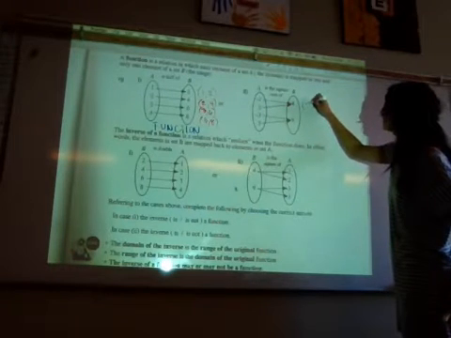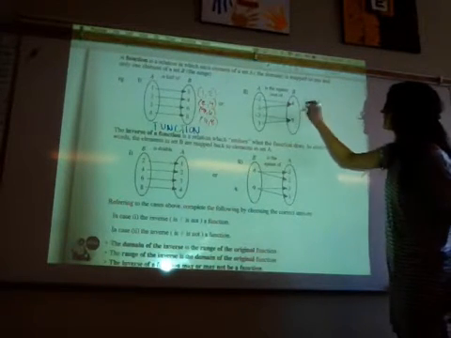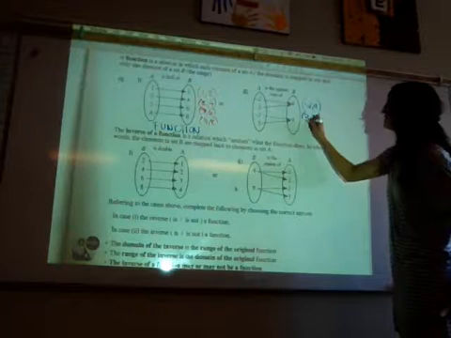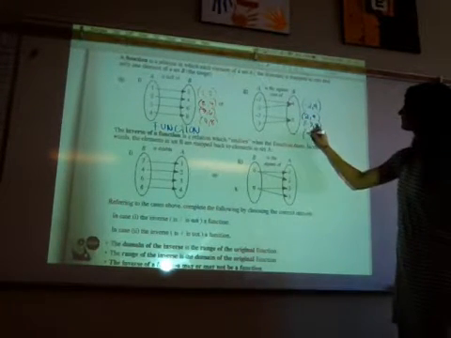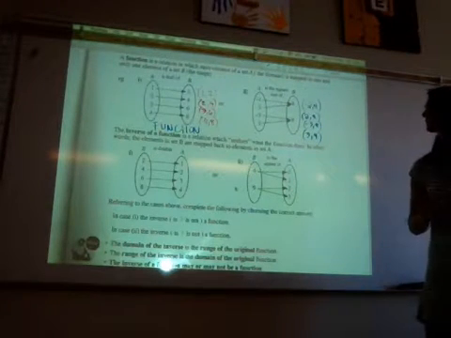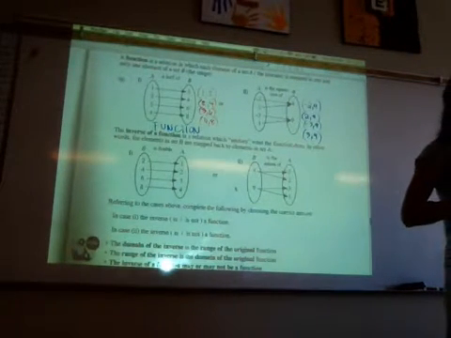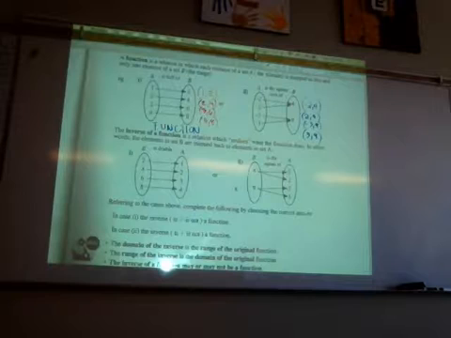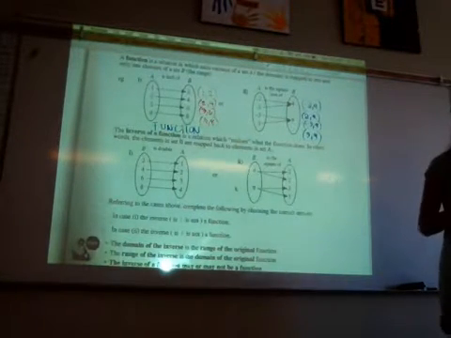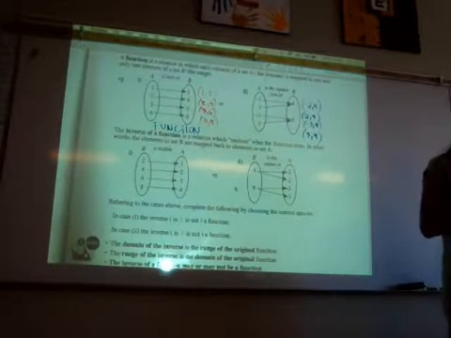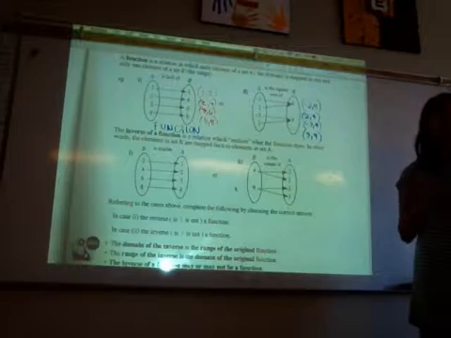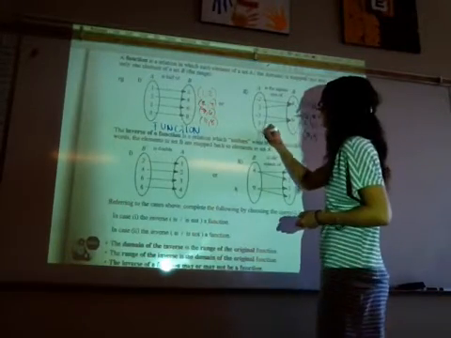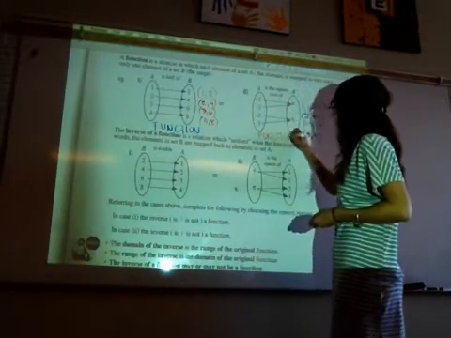Negative 2 maps to 4. 2 maps to 4. Negative 3 maps to 9. And 3 maps to 9. So for all of you who said it's not a function, take a look at the x coordinates. Do they repeat? No. It's a function. Okay. So none of the x values repeat, which means it's a function. Good job, Ben.